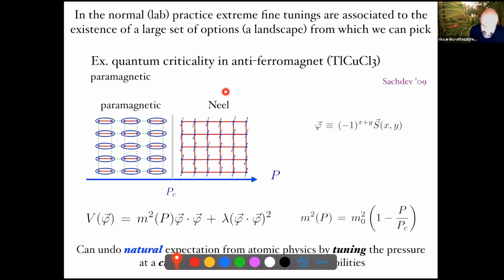First of all, I should say that this system is a crystal. So like all crystals, you can put it in a, I don't know how to call it in English.